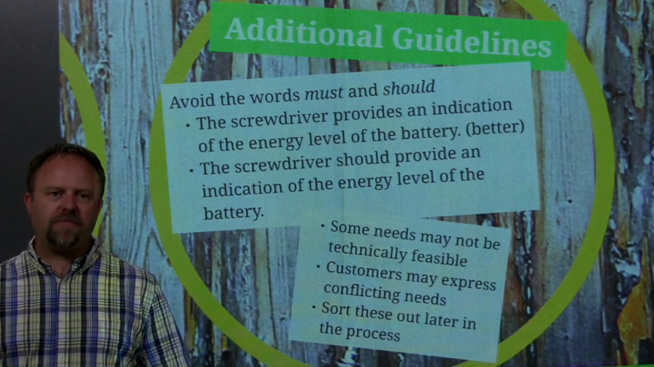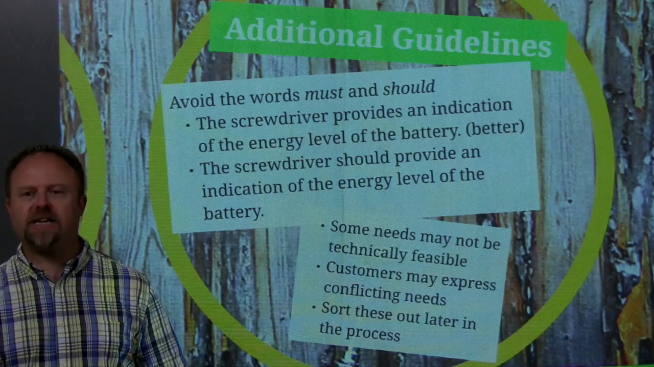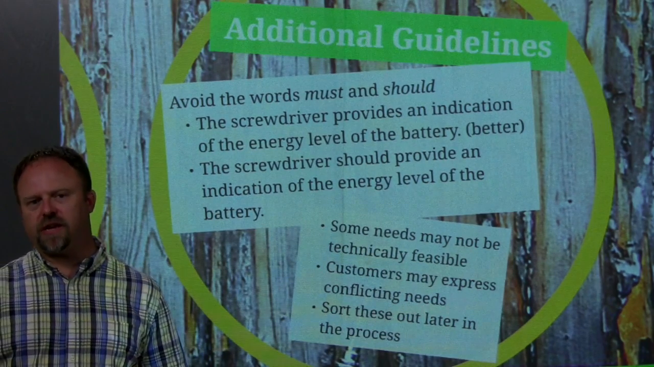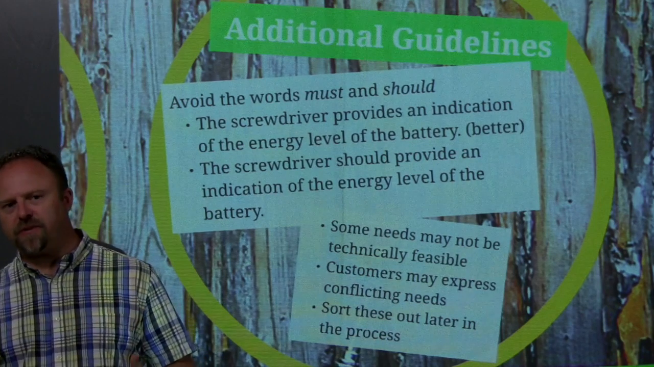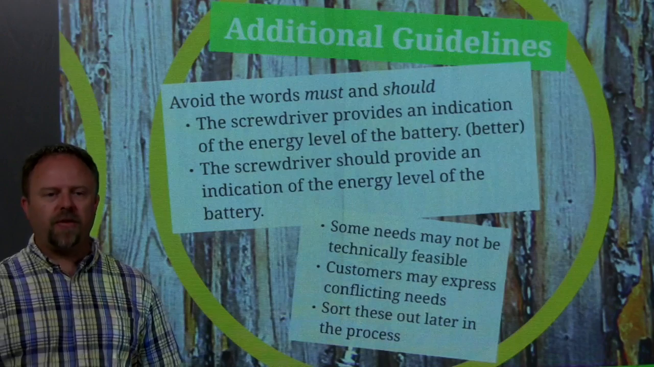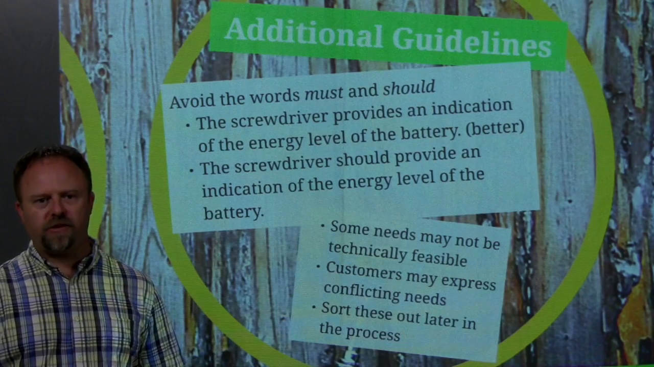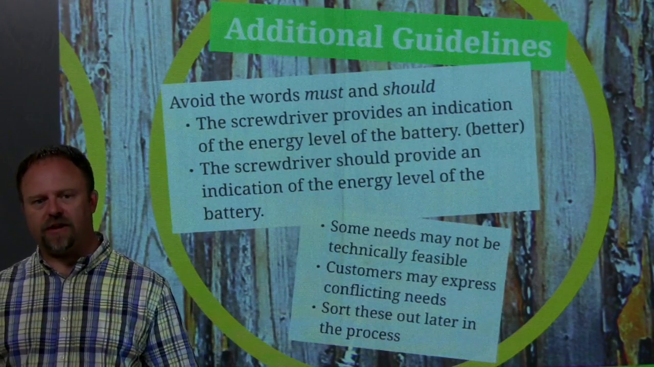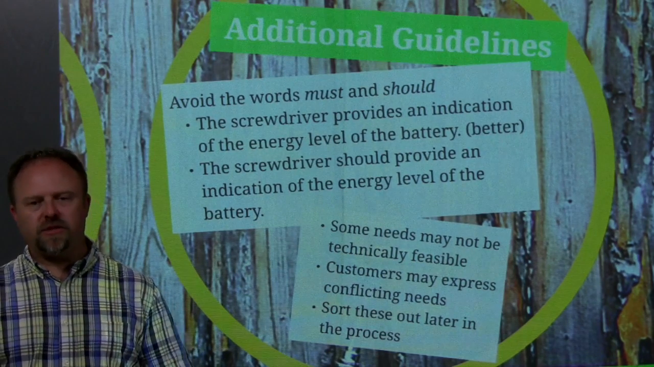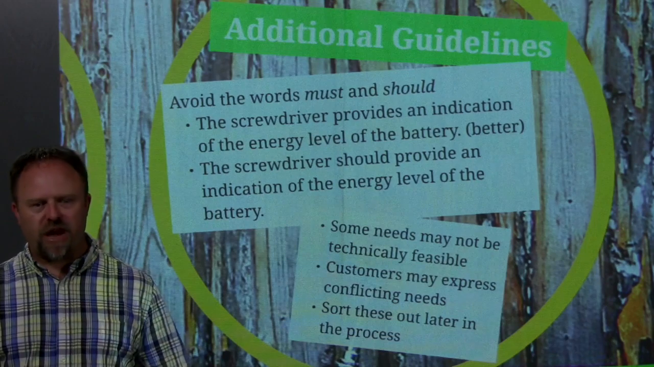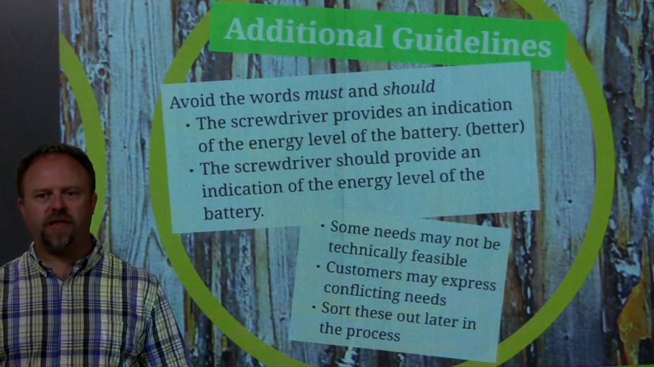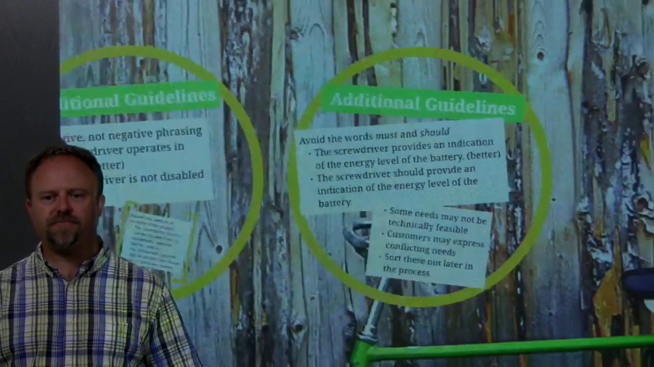Some of the statements that you get from customers aren't technically feasible. Some of them may be contradictory to each other. One person might say they want it to be heavier, and someone else might say they want it to be lighter. Or we might want to have more batteries, and then someone else might say you want it to be lighter. Those can be conflicting with each other. Sometimes those are hard to sort out in the customer needs statement period, but we can sort those out later on in the design process.